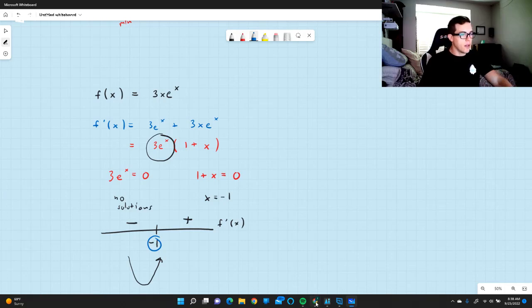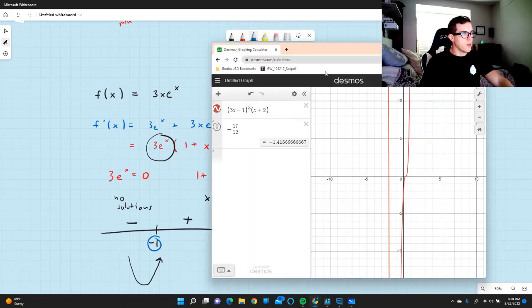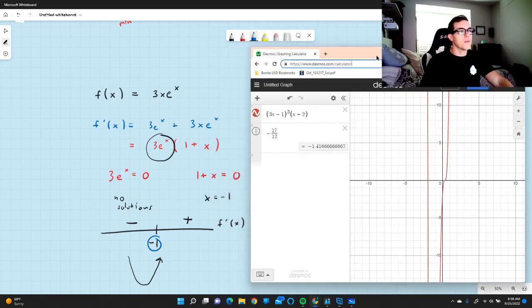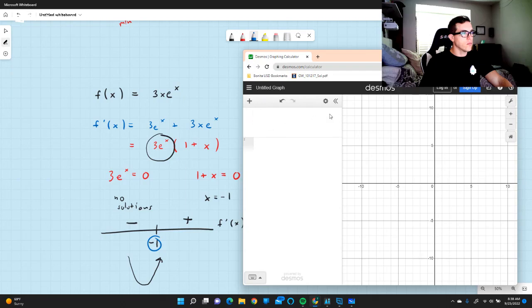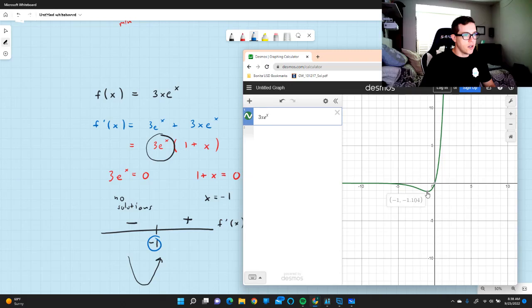So we come back to Desmos. We can check this one and see how we did. 3x e to the x. And look at it. Decreases, decreases, decreases. At negative 1, it begins increasing. So these are typical problems that I like to give because they don't have decimals. You can do them all without a calculator, which is what I like right now.